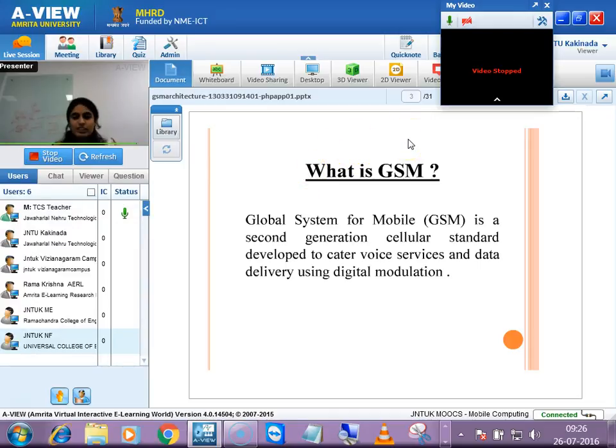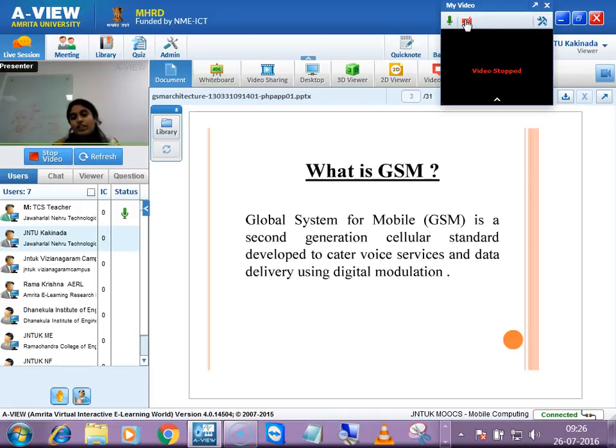GSM is mainly for serving the voice services and data services using digital modulation. As I told you, for digital modulation, the only thing that changes is the message. The message will be in the form of bits, zeros and ones, and the carrier signal will be a normal analog signal. Both will be integrated and sent out. I think I have explained what the modulation scheme looks like and what the output of ASK, FSK and MSK is.